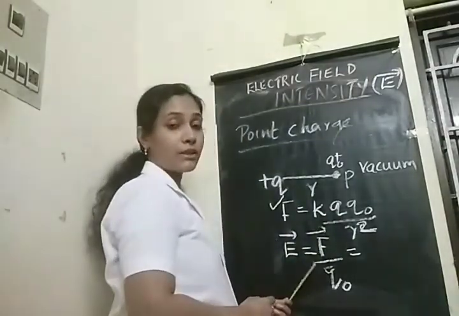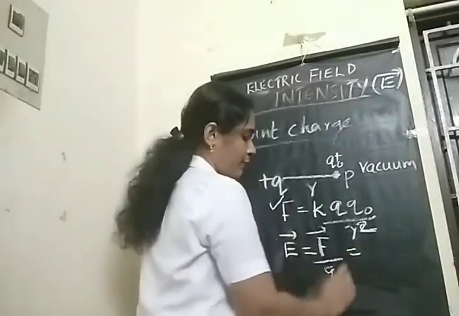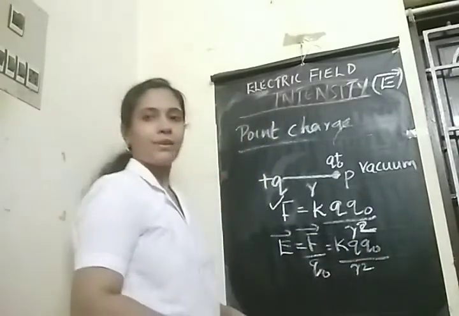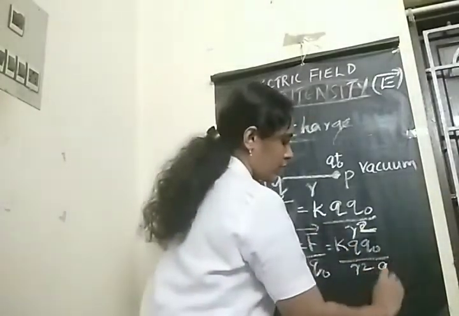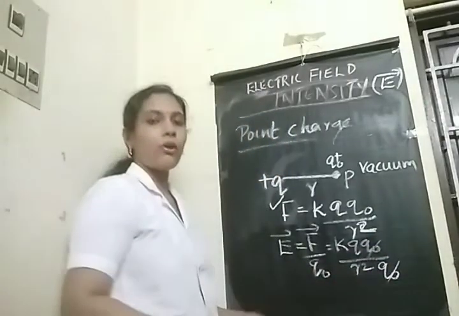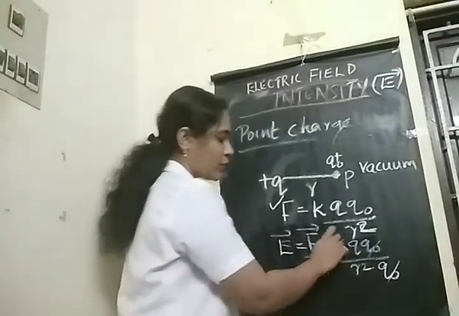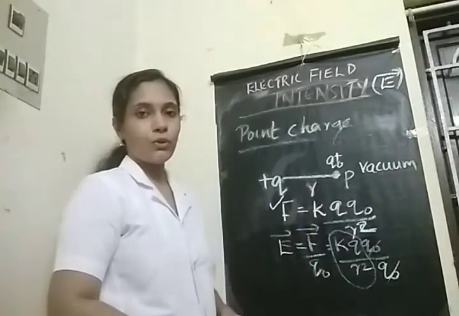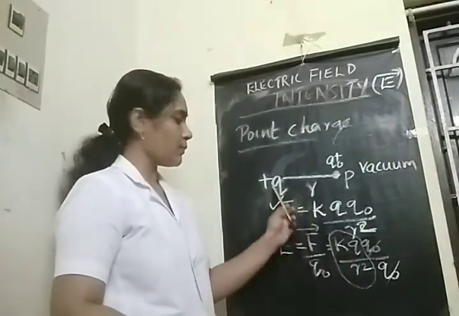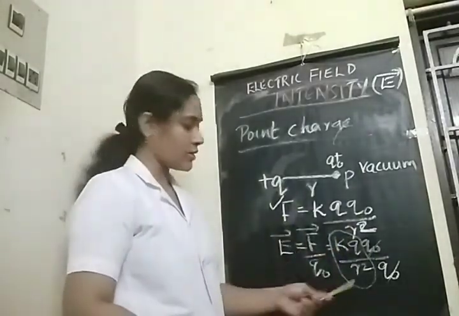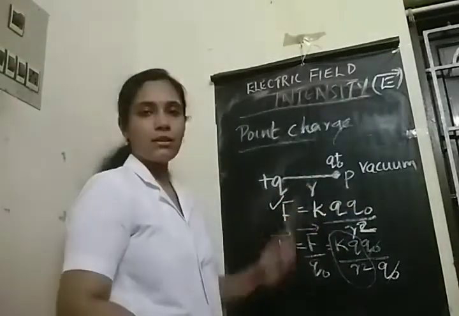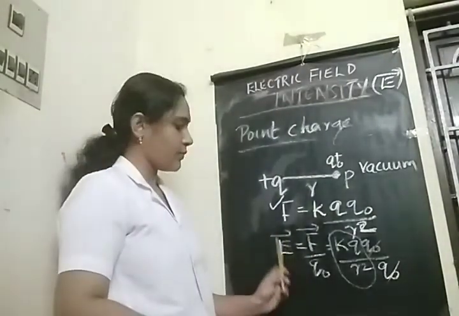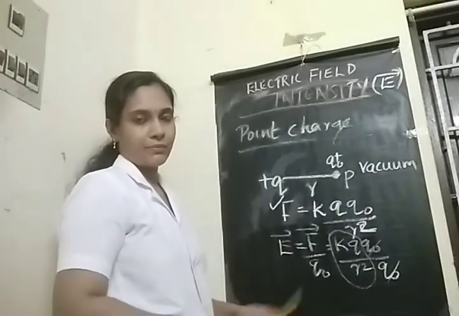So how can we find out the electric field intensity at the point P? Yes, F / Q0, so K Q Q0 / r², all divided by Q0. So what will you get? Yes, Q0 will be cancelled. Then what is left? E = K Q / r². This is the expression for electric field intensity due to a point charge. Here Q is the source charge, K is the dielectric constant, and r is the distance between point P and the charge +Q.